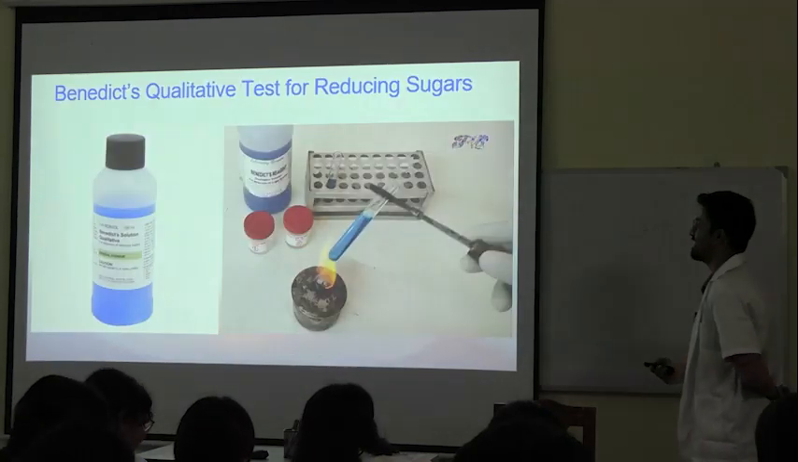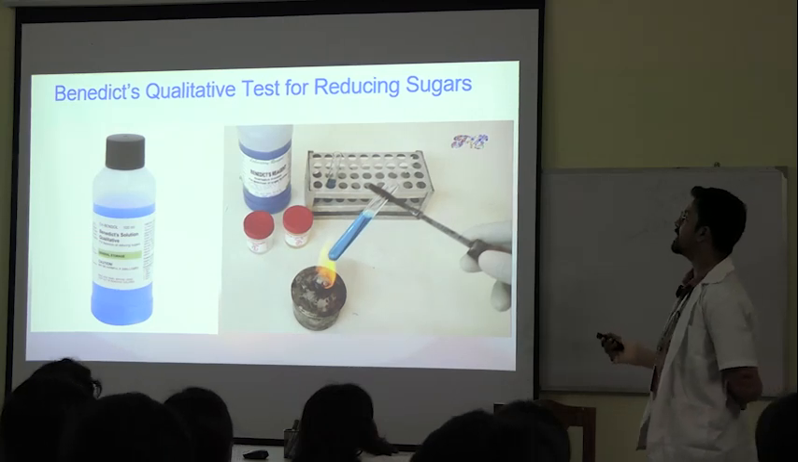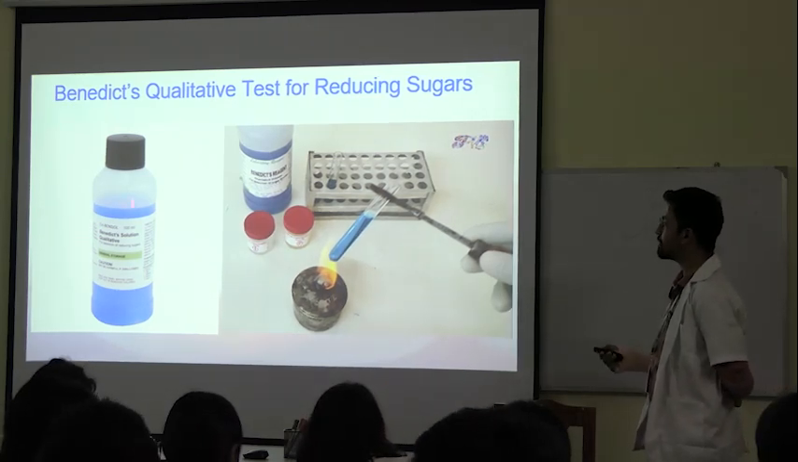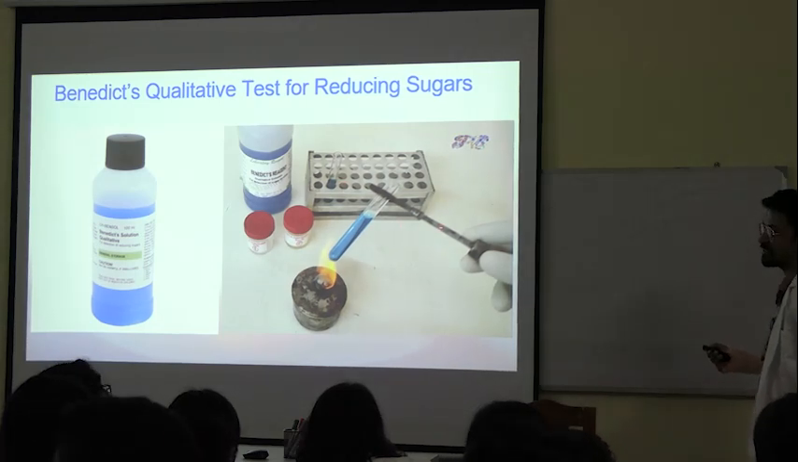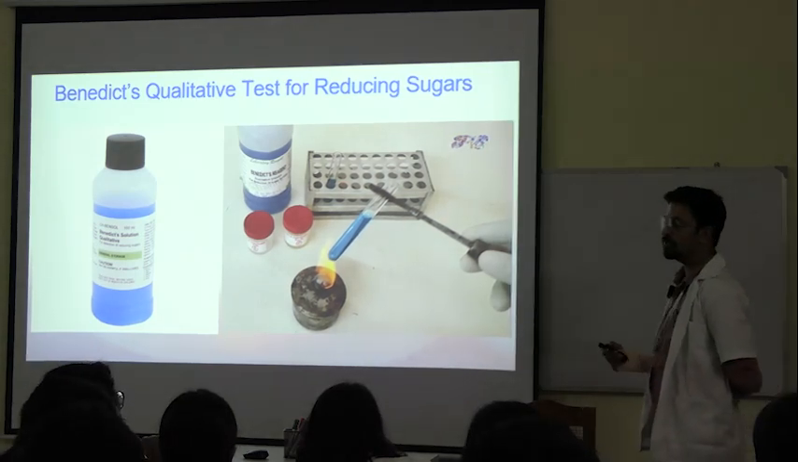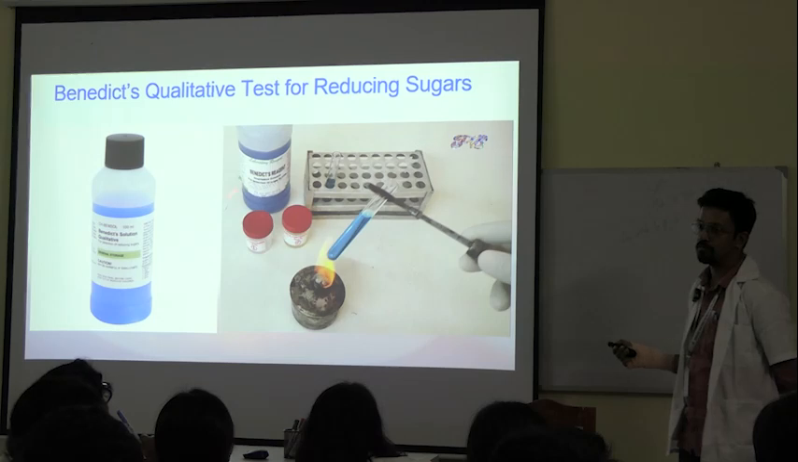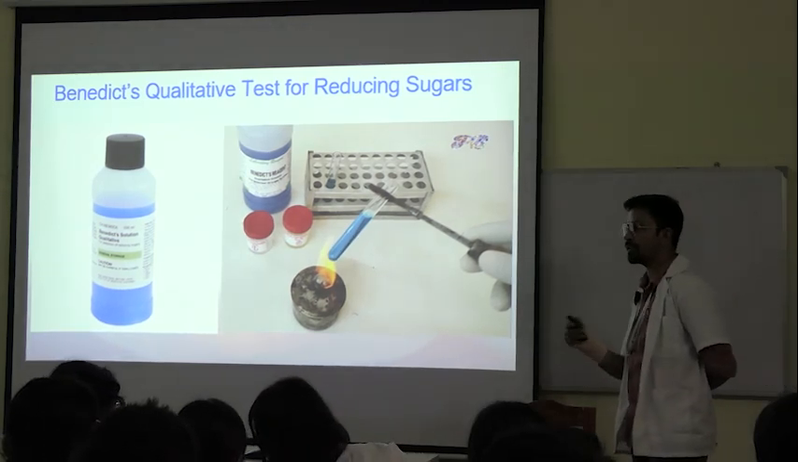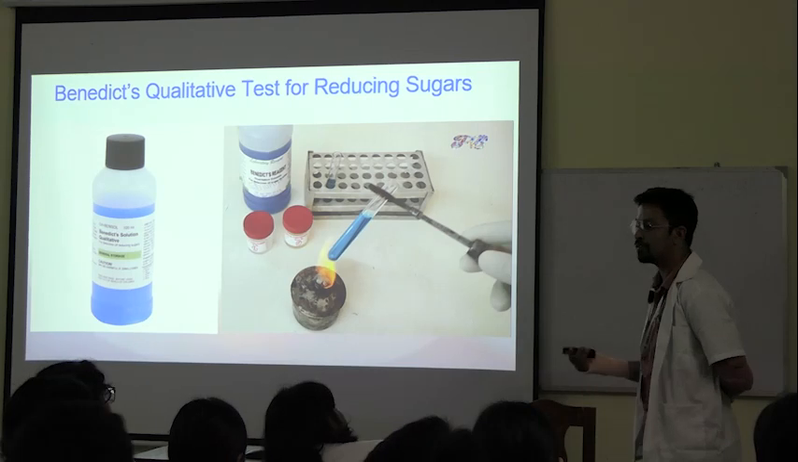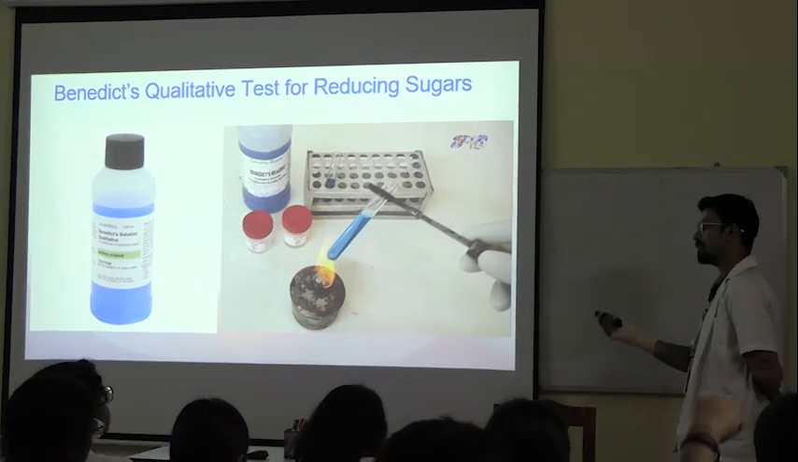Okay, so this is Benedict's qualitative test for the reducing sugars. This is how the Benedict sample looks, and this is how we are going to do the test. Those people who are new, this is how we will do the test, and those who have already done it have an upper hand. You will be cooperating with the new people, let them do the test as well. You will also do it, but let them do first, then you do.